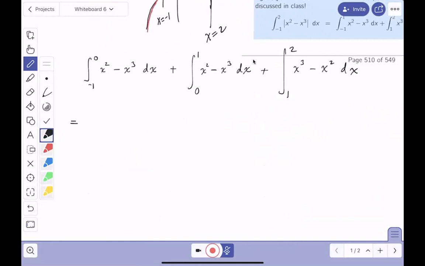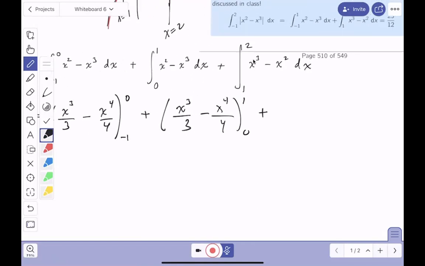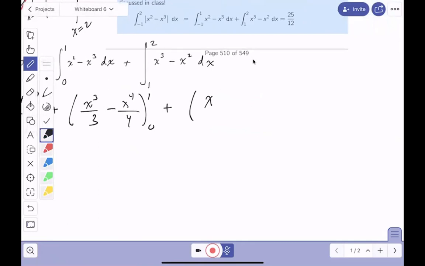So what do you get over here? The first integration, x cubed over 3 minus x to the 4th over 4, limits of integration -1 to 0, plus the next integration, x cubed over 3 minus x to the 4th over 4, 0 to 1. Next integration, x to the 4th over 4 minus x cubed over 3, limits of integration 1 to 2.